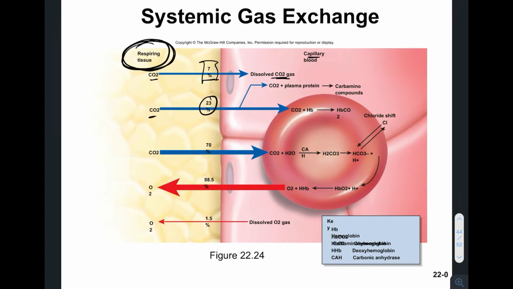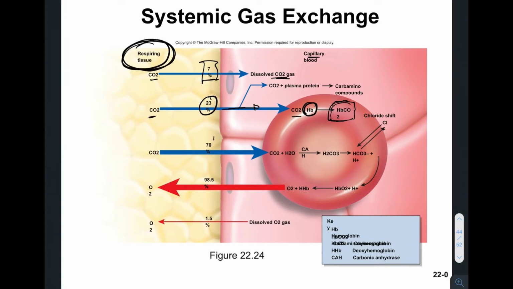23%, it diffuses from higher concentration to lower concentration, and it goes to this Hb, which stands for hemoglobin, giving us our hemoglobin and carbon dioxide attached. The hemoglobin is carrying the carbon dioxide.